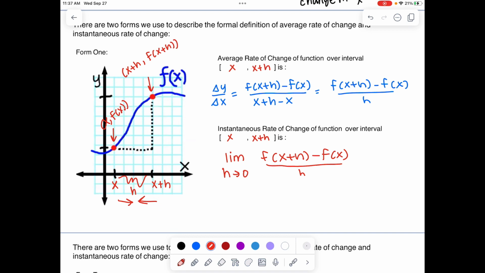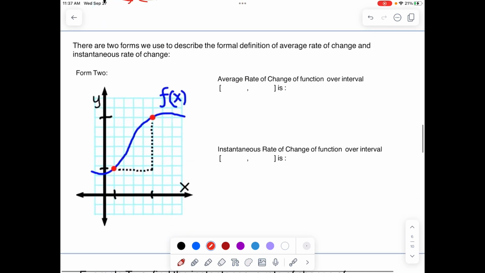There's another definition that essentially means the same thing that I'm going to show you, but the notation is just a little different. They do conceptually mean the same thing. So let's say we wanted to think about it a different way. This time we're going to think about the average rate of change over the interval a and then x.